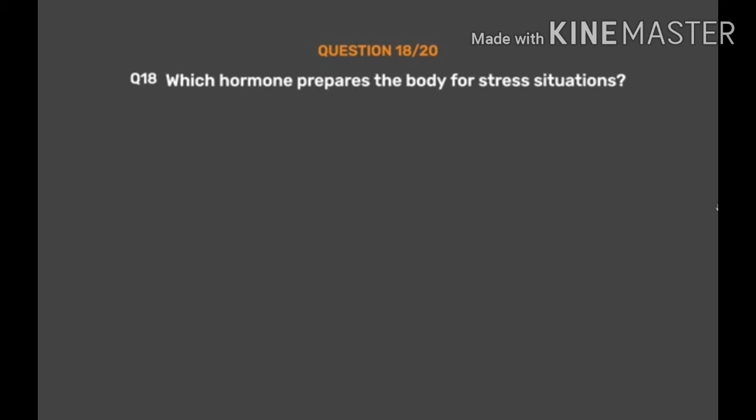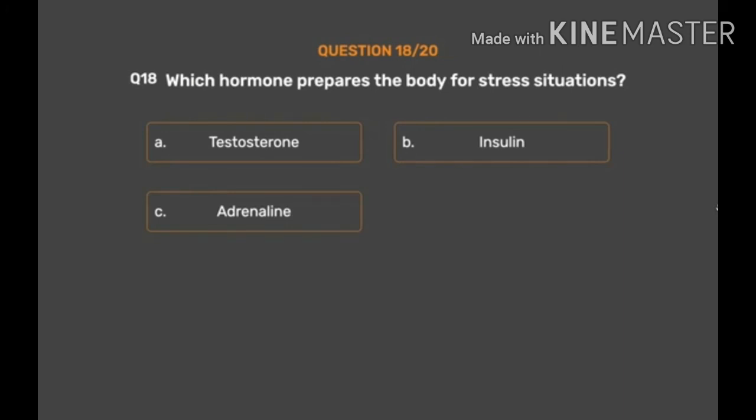Question number 18. Which hormone prepares the body for stress situations? Option A, testosterone. Option B, insulin. Option C, adrenaline. Option D, thyroxine. The correct answer is option C.